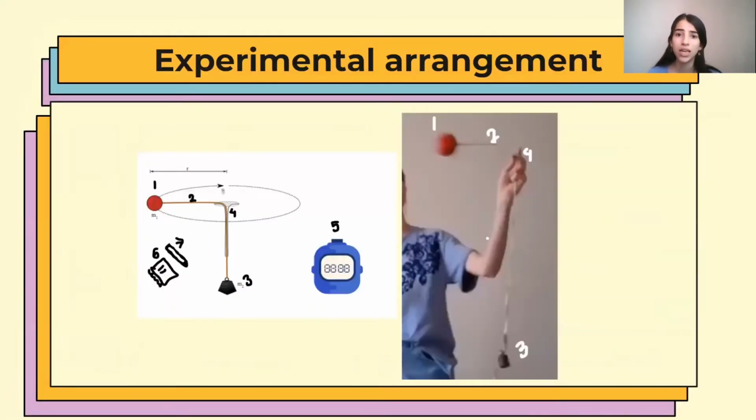So this was my experimental arrangement. As you can see, I just put the rope inside of the empty pen. I tied the small ball to one side of the rope, and on the other side, I put the heavier weight object, which was this tiny weight. On the left side, you can see that I put it in a more illustrated way so that you can understand better.